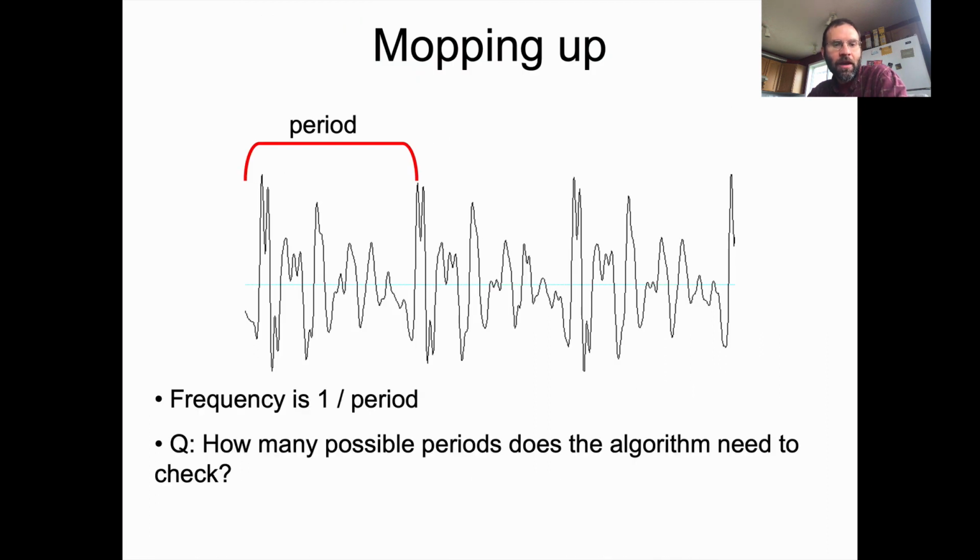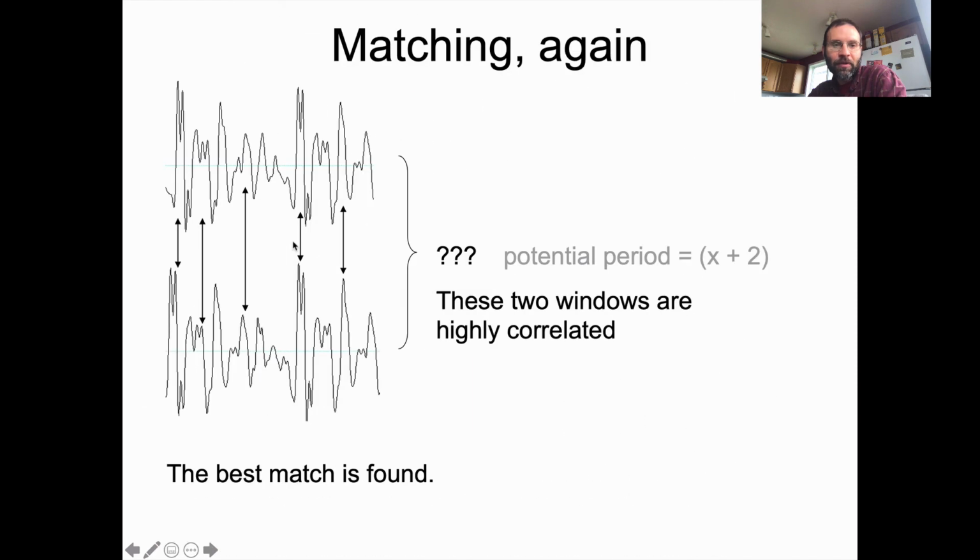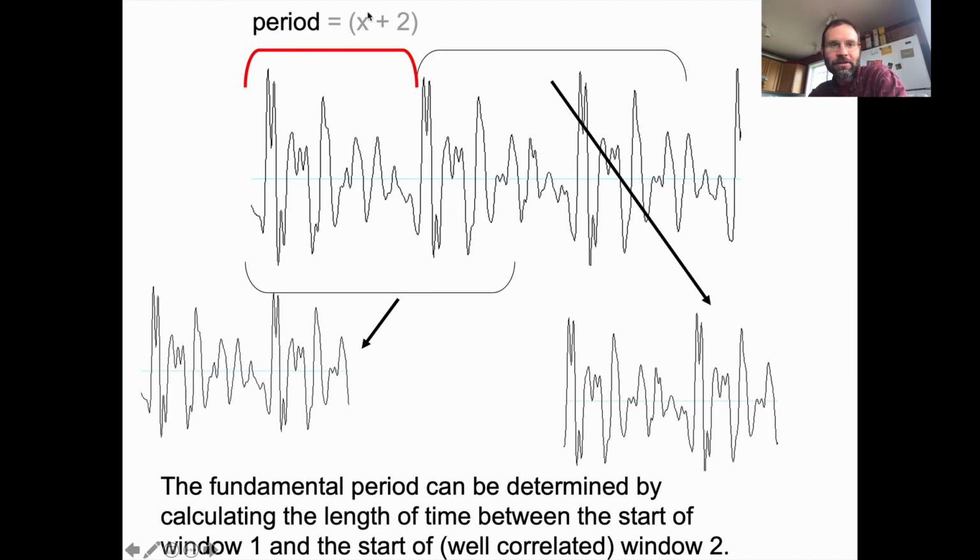Yeah, so at this point, I'm going to pause, now that you know the basics of how this works, and just ask you, how many possible periods do you think the algorithm needs to check? In this set of examples, we looked at 3 different possible periods. One was x, one was x plus 1, one was x plus 2. How many different chunks do we need to take down here to try to figure out what the fundamental frequency of this creature might be? Think about that for a second, and I'll start up again with the answer in another video.